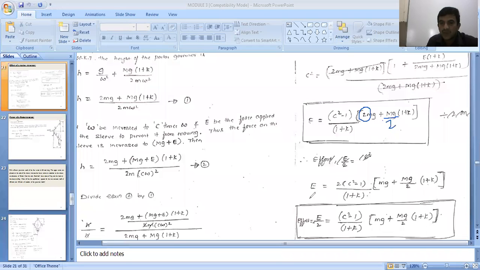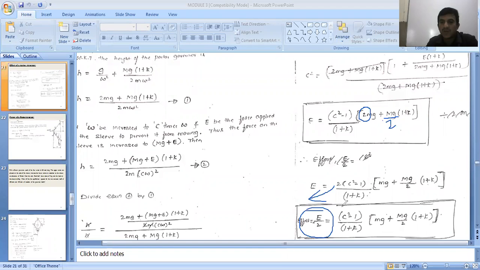Now again send this 2 to the left side. What is the effort? Effort is nothing but E by 2. Why do we consider E by 2? On one side of the governor ball, how much effort is required? On one side E by 2, on the other side E by 2. Total E by 2 plus E by 2, total effort on the sleeve is E, right? That's why effort is always taken as E by 2.